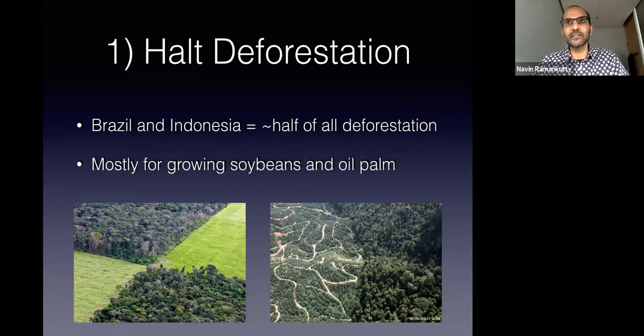So one of the things many scientists and many policymakers around the world are working on is trying to figure out ways to halt deforestation. For example, can we source our soy or oil palm from places where we don't cut down forests for doing so?